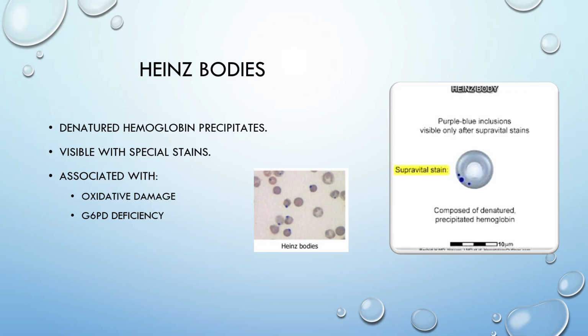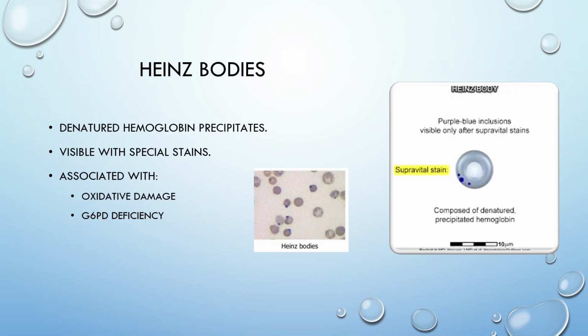One of the most classic conditions associated with Heinz bodies is G6PD deficiency, a genetic disorder that affects the red blood cell's ability to protect itself against oxidative damage. When oxidative stress occurs, for example from certain medications, infections, or foods, hemoglobin molecules become unstable and begin to precipitate. These precipitated hemoglobin aggregates form Heinz bodies.